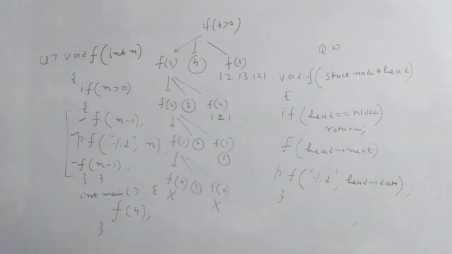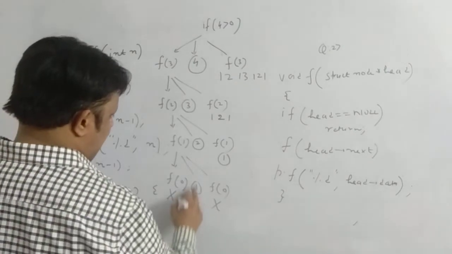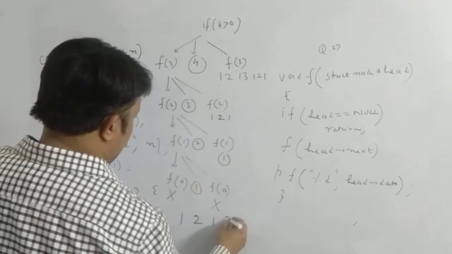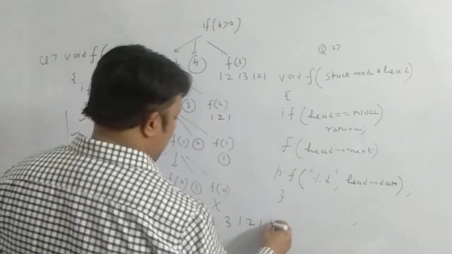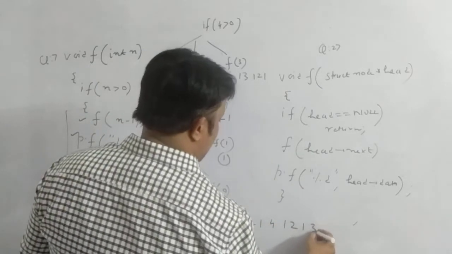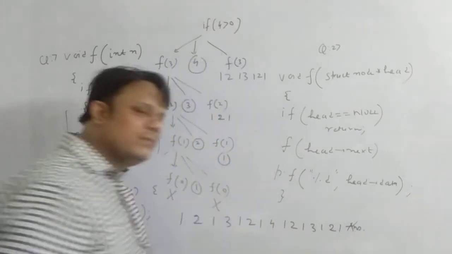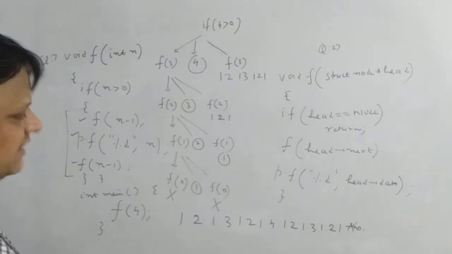So what is the final answer then? The final answer is first your 1, then your 2, then this 1, then 3, then 1, 2, 1, then your 4, then 1, 2, 1, 3, 1, 2, 1. That's the answer, right? Good question. Now let's change this question. I think it's clear, right?